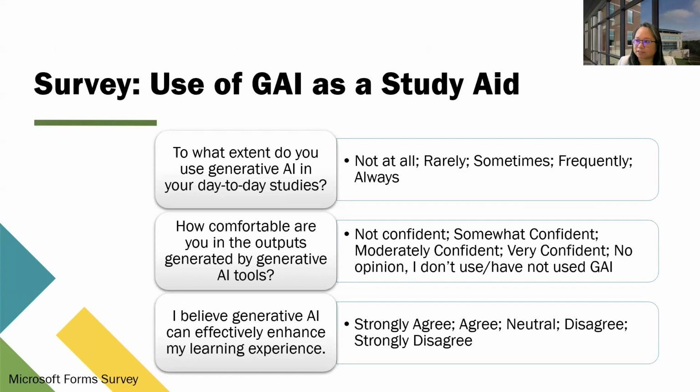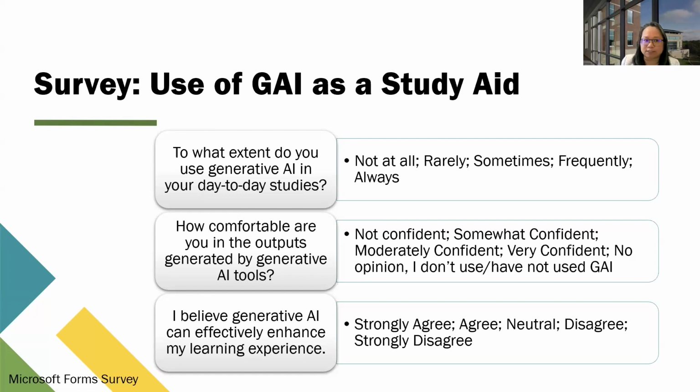Now, the first part of the activity was to ask the students what their thoughts are in using generative AI as a study aid. This was completed through Microsoft Forms. And there are 3 main questions that I asked that are listed here. First off, whether or not they use generative AI in their day-to-day studies and their comfort in the outputs that they received by generative AI tools, and whether or not they believe generative AI can eventually enhance their learning experience.